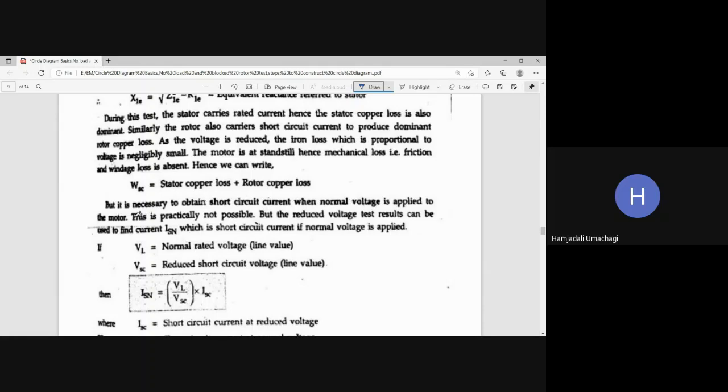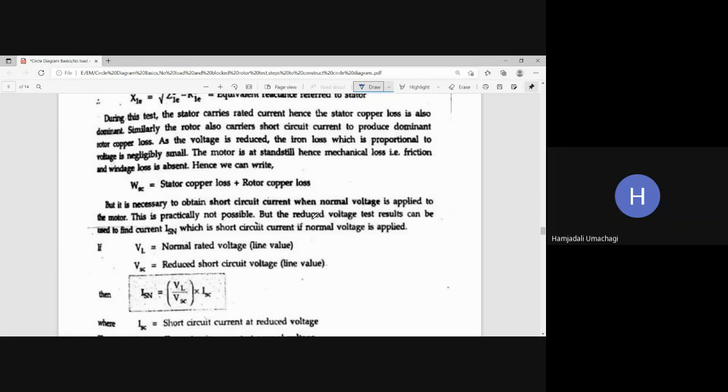But it is necessary to obtain the short circuit current when normal voltage is applied to the motor. Normal voltage means, for a three phase machine, we should apply 440 volts. But if we apply such a high voltage, the machine and windings will be damaged, so we cannot apply it in real time. This is practically not possible. But the reduced voltage test results can be used to find the current ISN, which is the short circuit current if normal voltage is applied.